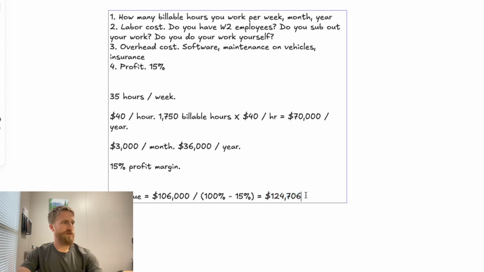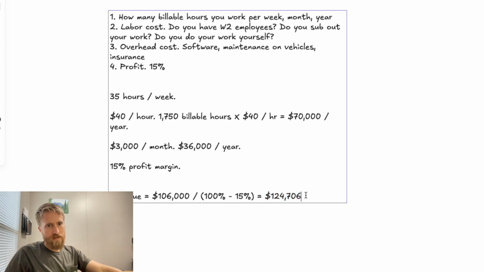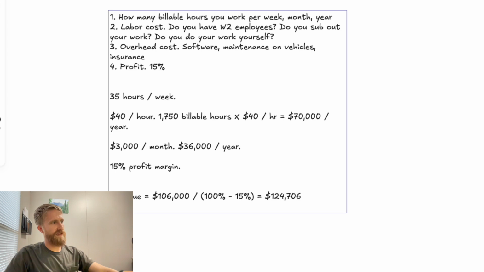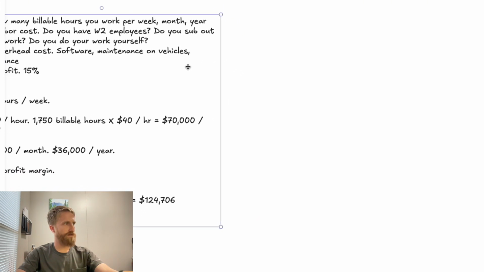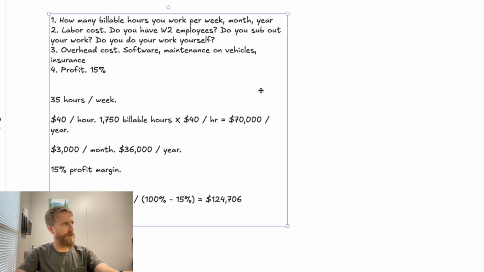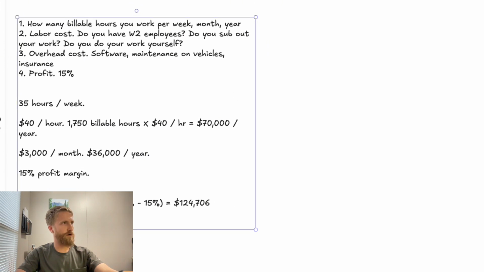And so if you were to work this out, what that means is that at the end of the year, the profit that you would make would be $18,706. Again, in this scenario, we're not considering taxes, deductions, etc. Okay, so how does all of this help us figure out our billable rate to our customer? All right, let's put this all off to the side, and we'll get into our billable rate.